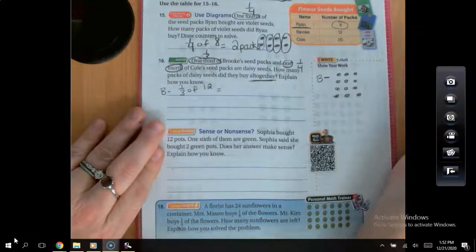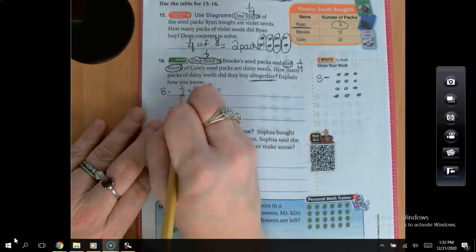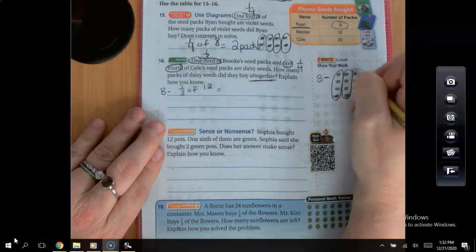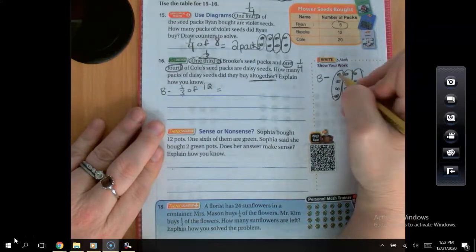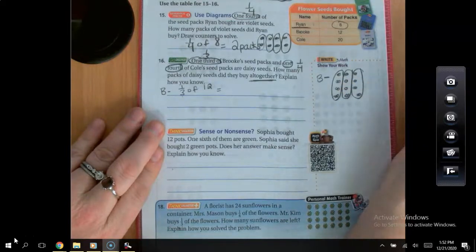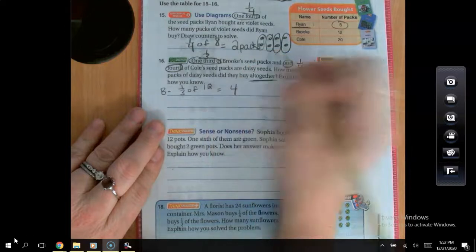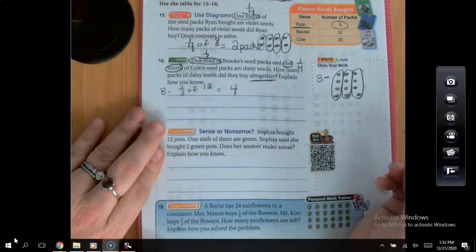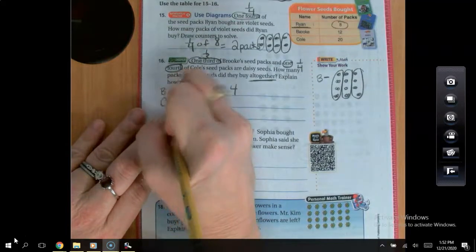Okay? So I did that. Now you got to put them in 3 groups. 1, 2, 3. How many are in each group? 4. So right now, Brooke has 4 daisy seed packs. We're not finished because they also asked for Cole. So let's look at Cole.